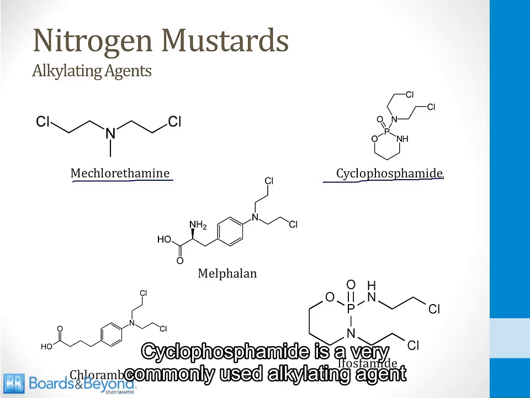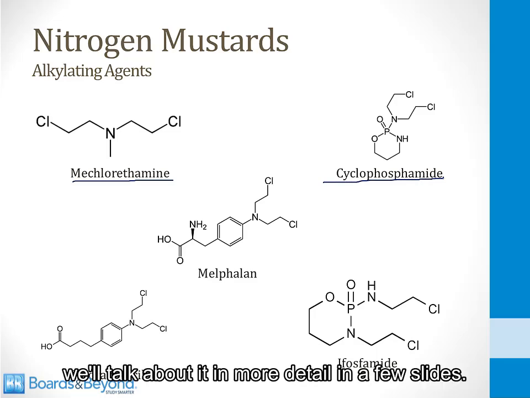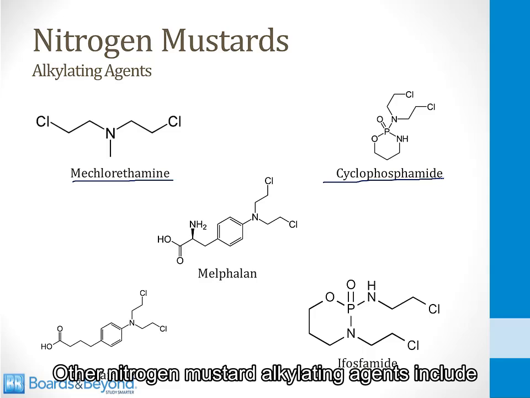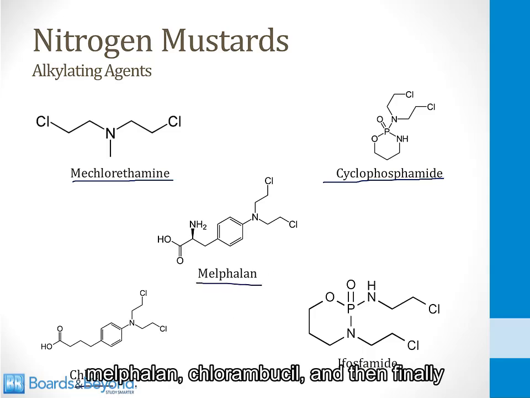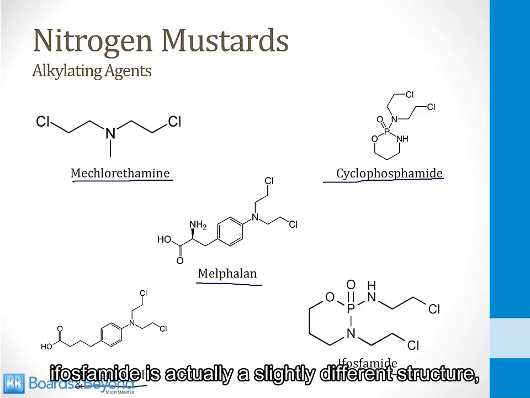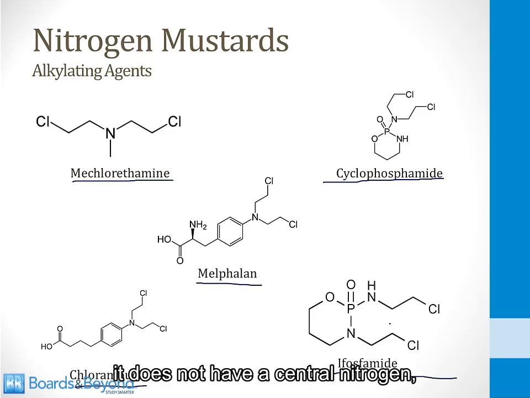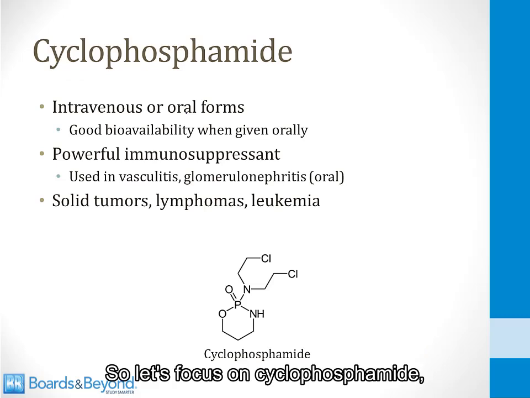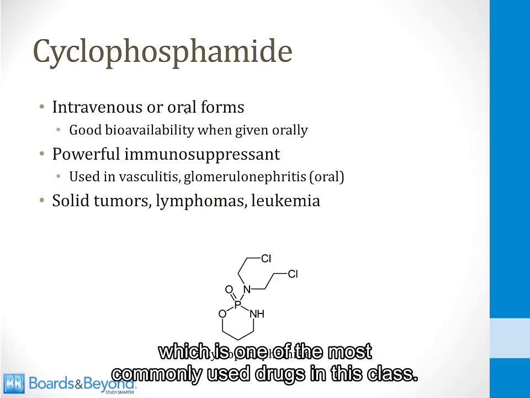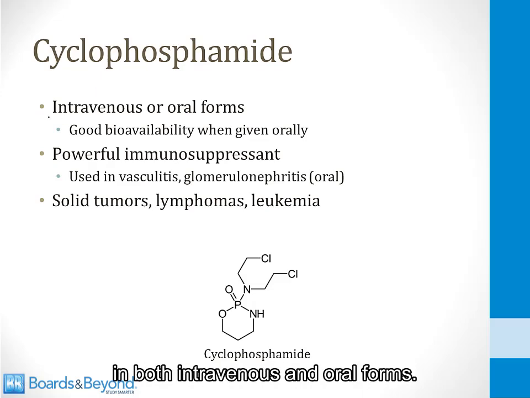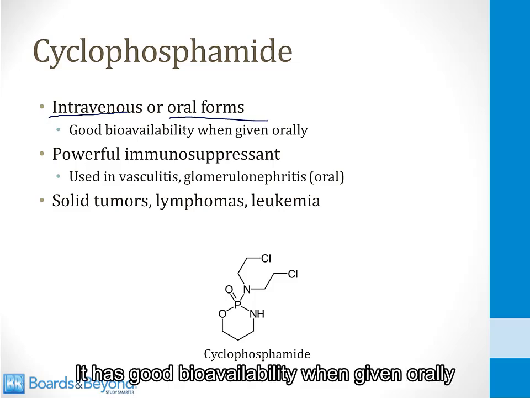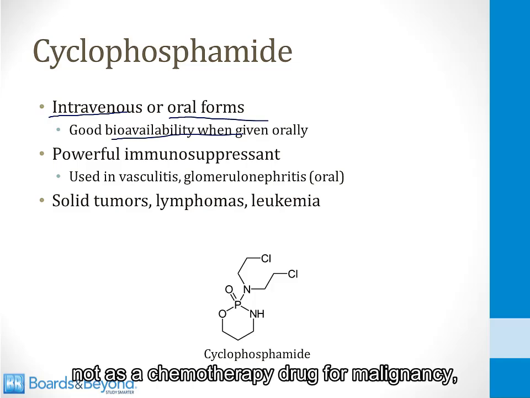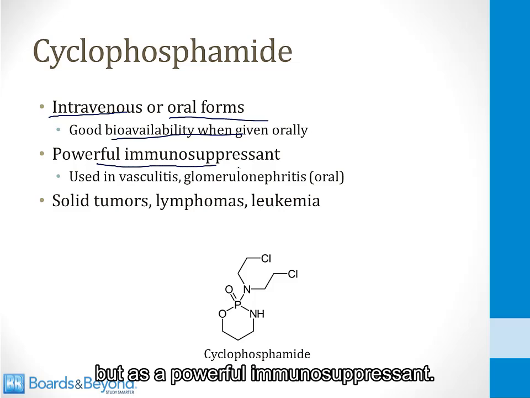Cyclophosphamide is a very commonly used alkylating agent in this class. We'll talk about it in more detail in a few slides. Other nitrogen mustard alkylating agents include melphalan, chlorambucil, and then finally ifosfamide is actually a slightly different structure. It does not have a central nitrogen, but it still has two chlorine atoms, and it functions very similarly to all the nitrogen mustards. So let's focus on cyclophosphamide, which is one of the most commonly used drugs in this class. Cyclophosphamide is available in both intravenous and oral forms. It has good bioavailability when given orally, and for this reason, it's often used not as a chemotherapy drug for malignancy, but as a powerful immunosuppressant.